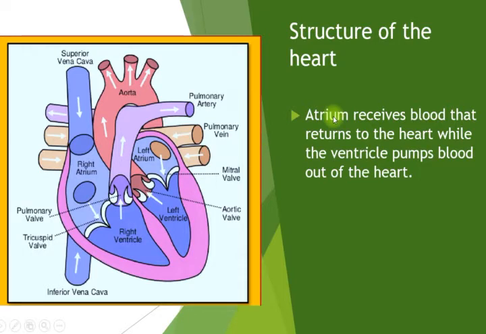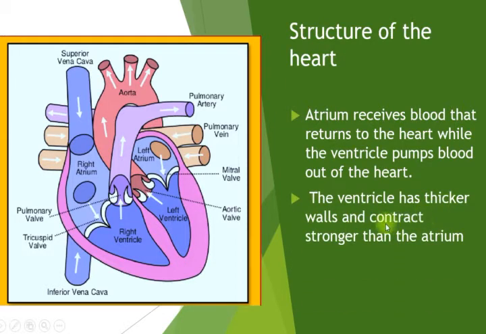What is the function of the atrium? The atrium receives blood that returns to the heart from the whole body and also from the lungs. And the function of the ventricle is to pump the blood out of the heart. The ventricle has a thicker wall and contracts stronger than the atrium. As you can see from the diagram here, the ventricle wall is thicker than the atrium.